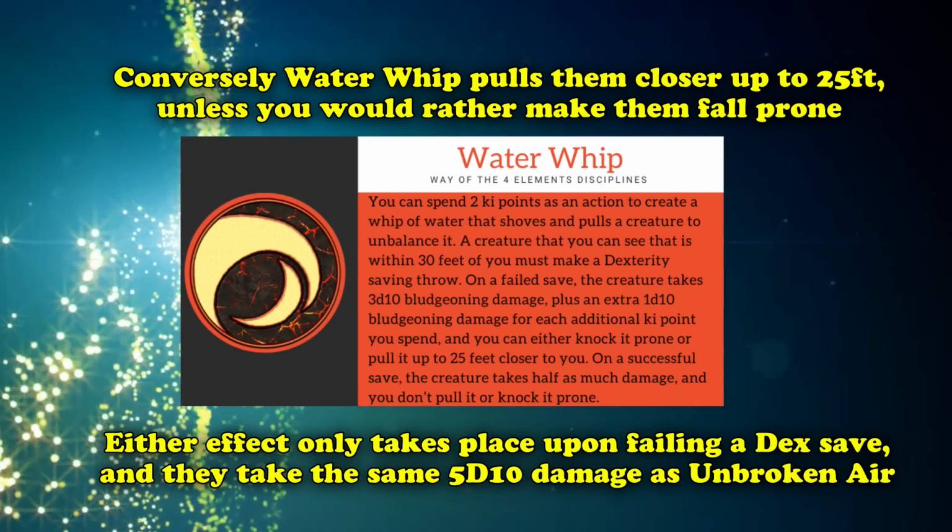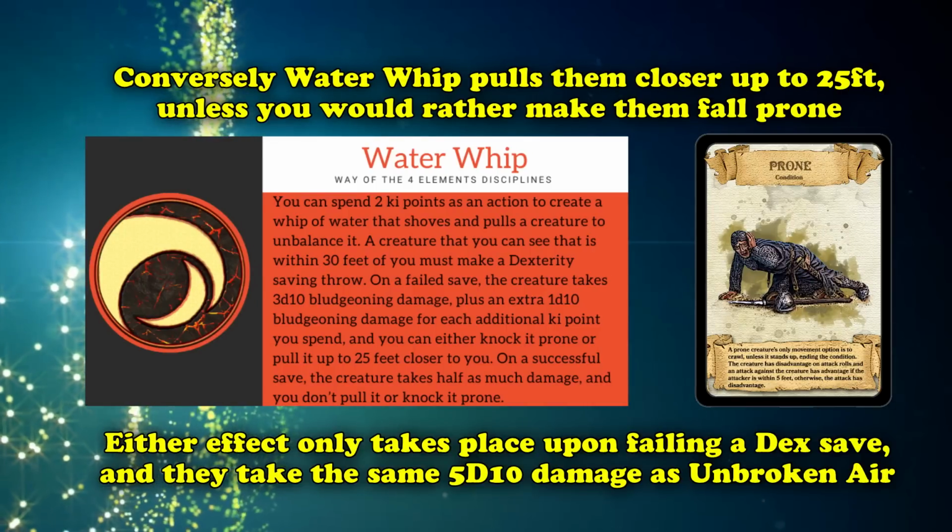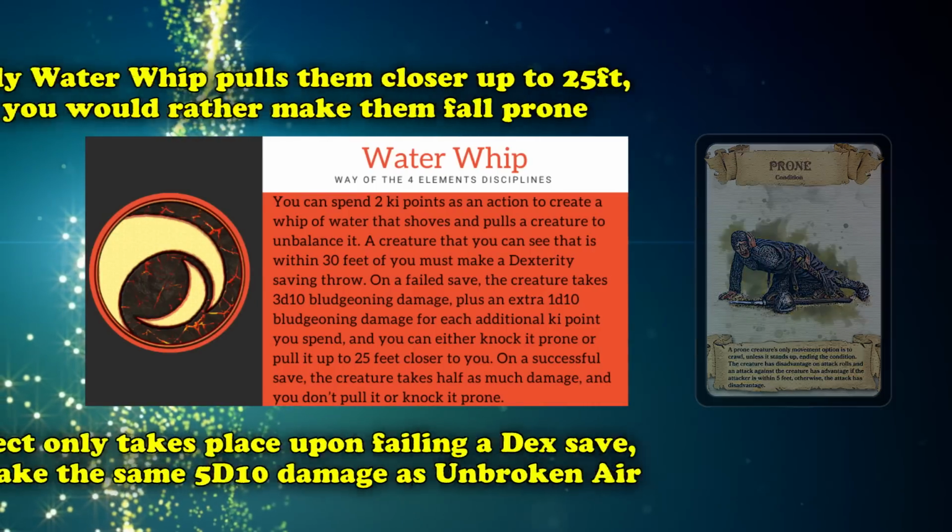Water Whip does the opposite of Unbroken Air, instead opting for a choice between pulling your target up to 20 feet towards you or making them fall prone if they fail a dexterity saving throw, while maintaining the same amount of damage as the aforementioned discipline.